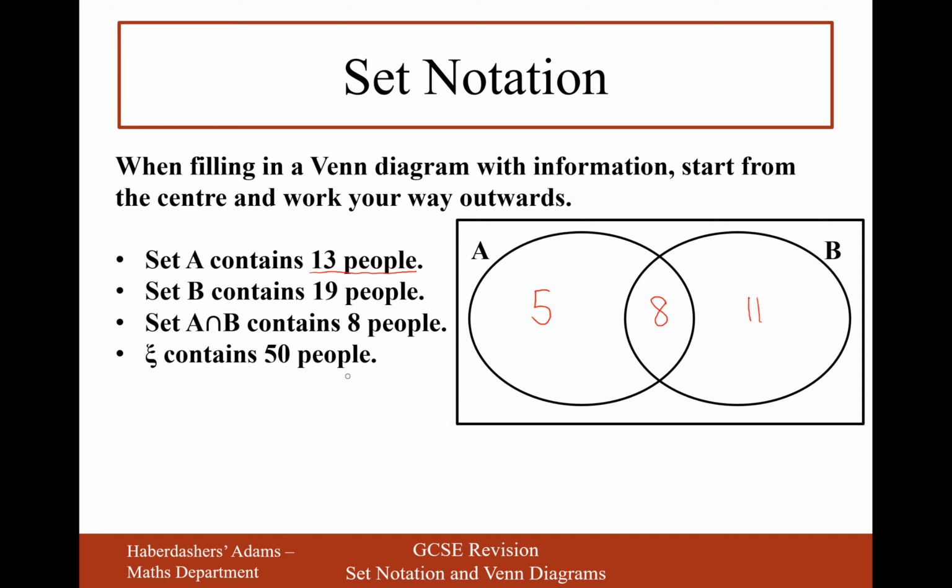And the universal set contains 50 people, so there will be some people outside of the two circles. Let's work out how many people are currently inside the two circles. So that's going to be 13 plus 11, so that's going to be 24. So there's going to be 26 people who aren't even in the sets of A and B. Think of it as liking apples and liking bananas. We have 8 people that like both, 5 people just like apples, 11 people that just like bananas, and 26 people don't like either apples or bananas.